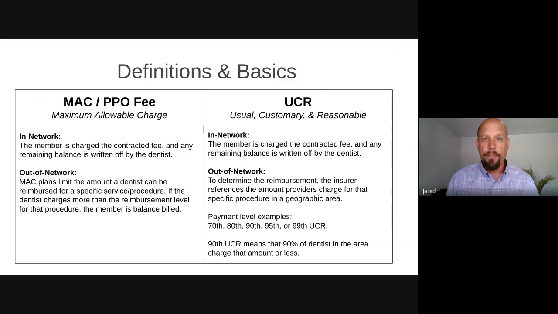Some will pay at the 70th percentile, but it's more common to see the 90th percentile. And what that means is that 90% of the dentists in that area charge that amount that the insurance company is using as a reference or less. So another way to look at that is 9 out of 10 dentists in that area are going to charge that amount or less. The member's not going to be balance billed, but the 1 out of 10 that they go to is going to have some sort of balance bill that they're going to have to pay.